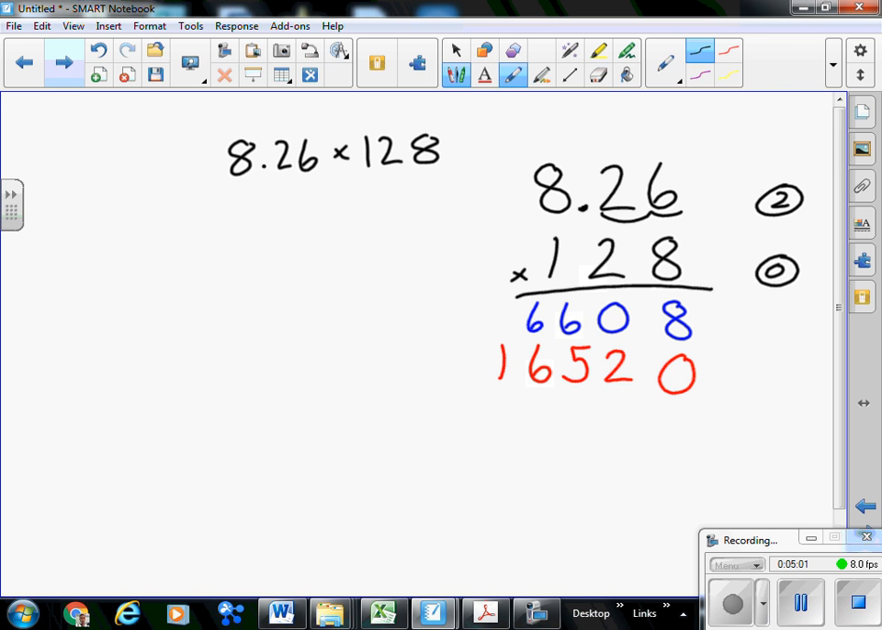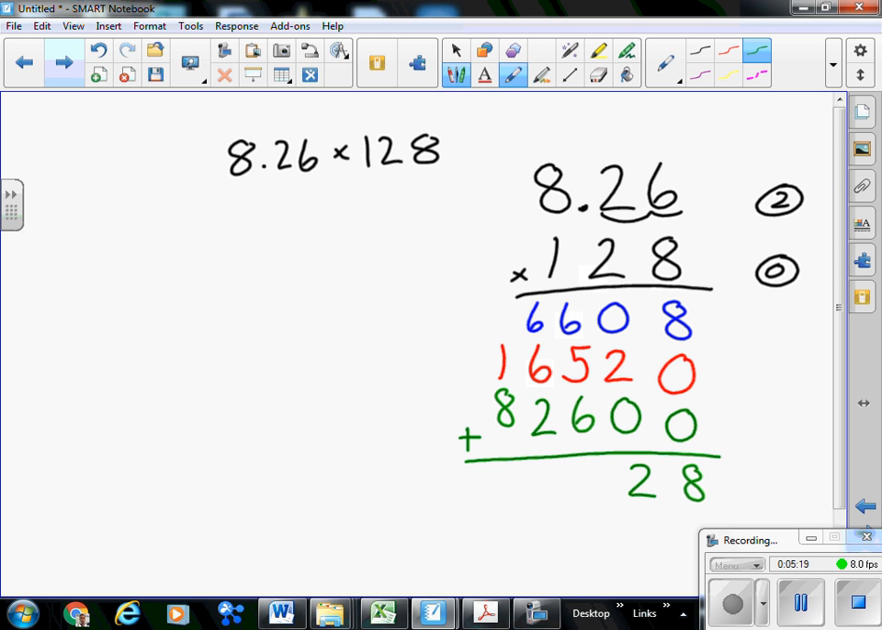Erase. Add 2 zeros this time. 1 times 6 is 6. 1 times 2 is 2. 1 times 8 is 8. Add it up. Now remember, we had 2 places and we had 0, so it means we need to move it over 2. 1, 2. And that's where it's going to go.